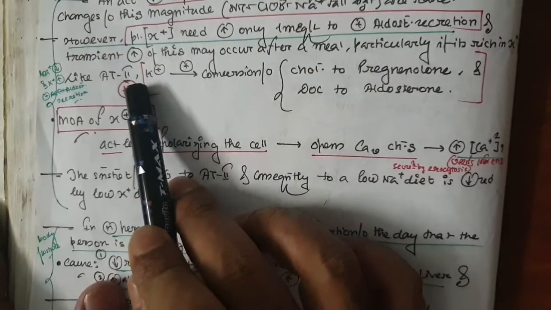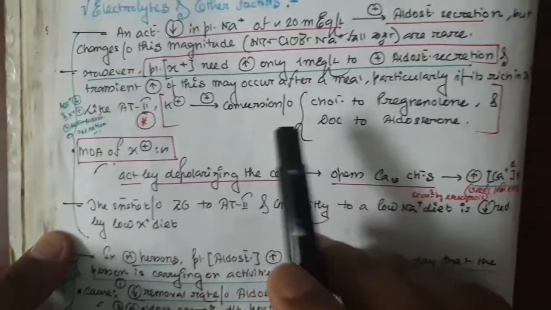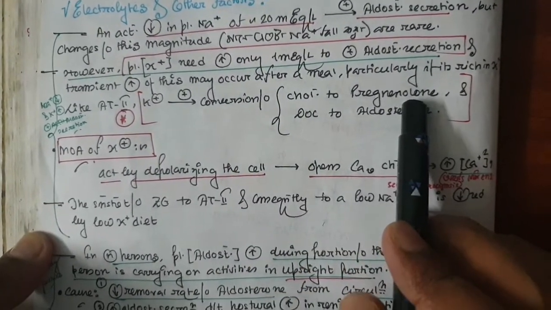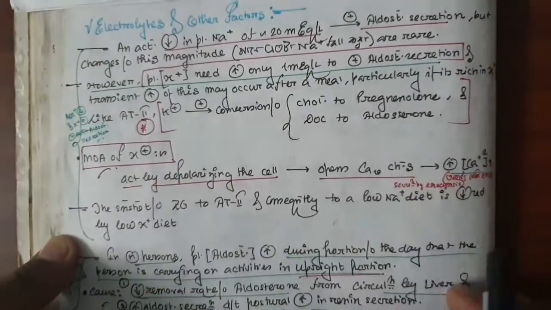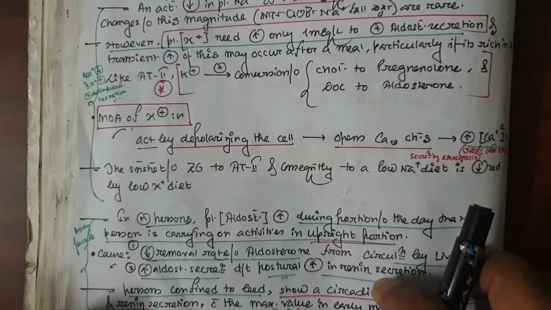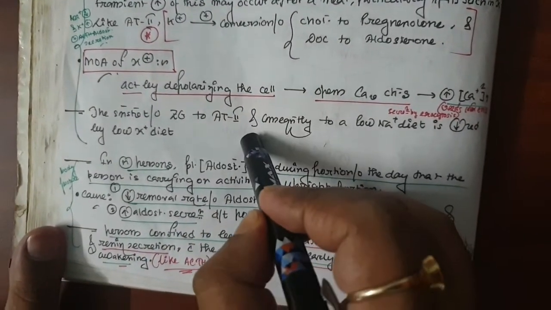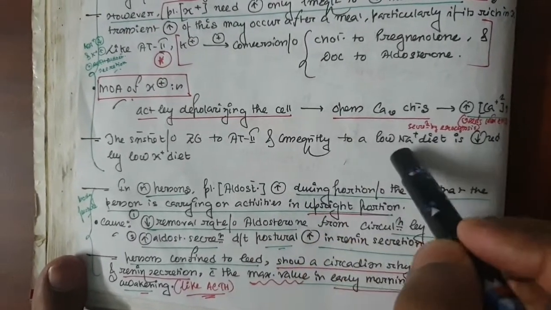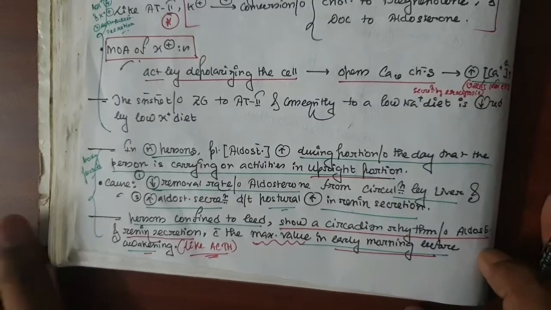Now, like angiotensin II, potassium ions also increase the conversion of cholesterol to pregnenolone and deoxycorticosterone to aldosterone. So it is the same as angiotensin II. There are two modes of action of potassium. Now, the sensitivity of the zona glomerulosa to angiotensin II is decreased by a low potassium diet.